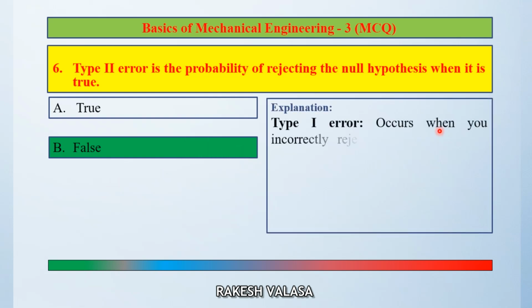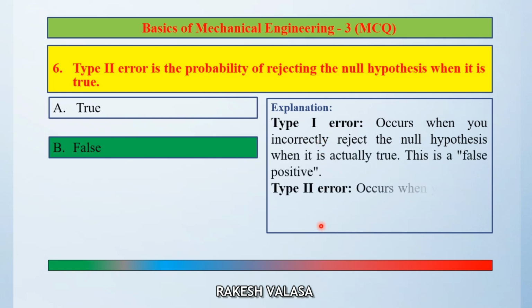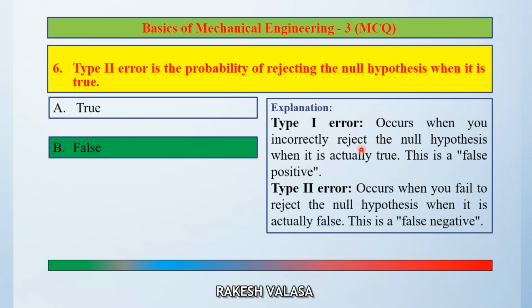You can see the difference between type 1 errors and type 2 errors. Type 1 error occurs when you incorrectly reject the null hypothesis when it is actually true. This is a false positive. Type 2 error occurs when you fail to reject the null hypothesis when it is actually false. This is a false negative. So the correct answer is option B, false.